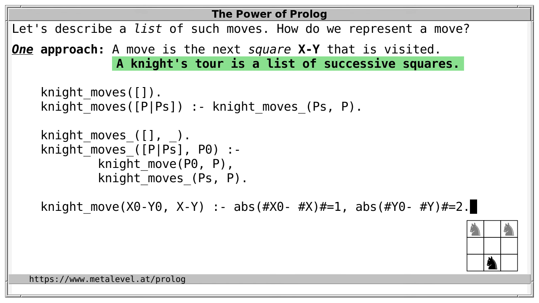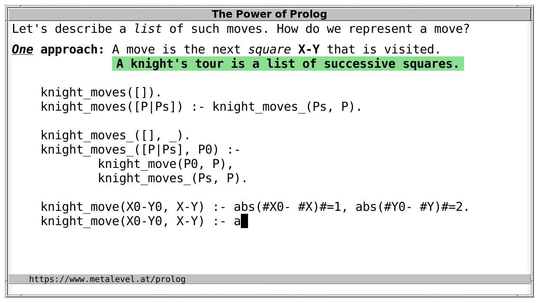So with these conditions, we already cover 4 possible moves. But there's more, because a knight can also move like this and vice versa, and like this and vice versa. So to complete this, we add another clause, exactly as one would expect. This is also a valid knight move, if the x coordinates differ by 2 and the y coordinates differ by 1.